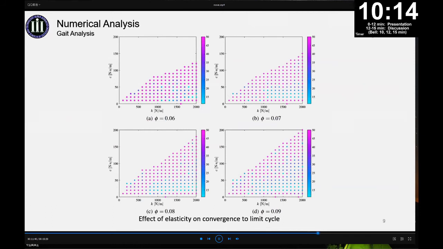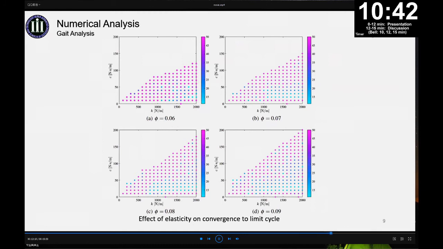To investigate the convergence rate to the limit cycle of the robot's gait, we obtain this figure. By changing the elastic element of the robot, the color of each point on the figure represents the number of steps taken by the robot gait to converge to the limit cycle. The place where there are no dots represents the failure of walking. First of all, it can be seen that with the increase of slope, the total number of points where a stable limit cycle gait could be generated gradually increases.